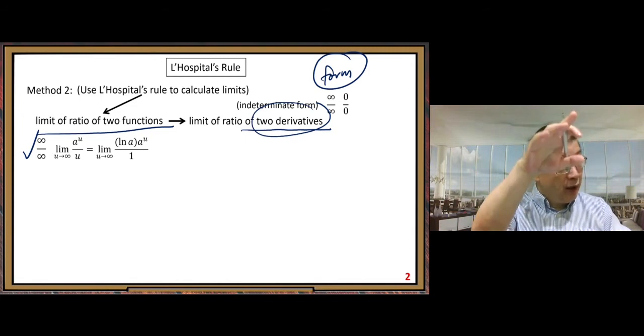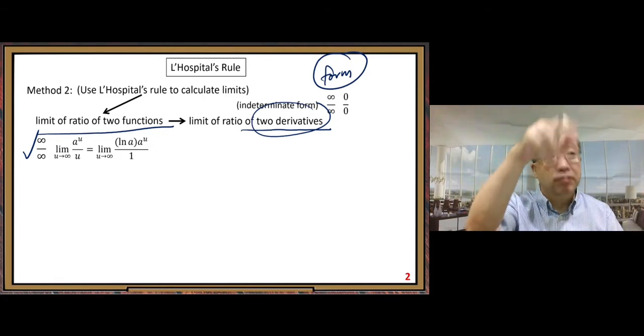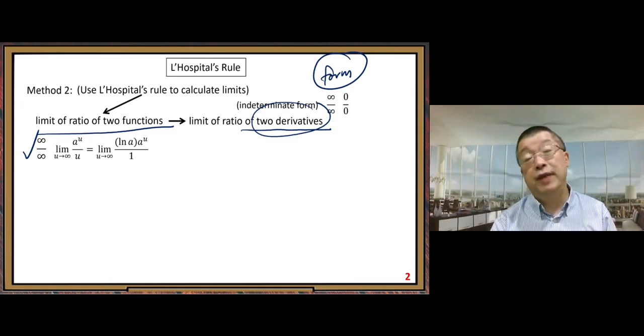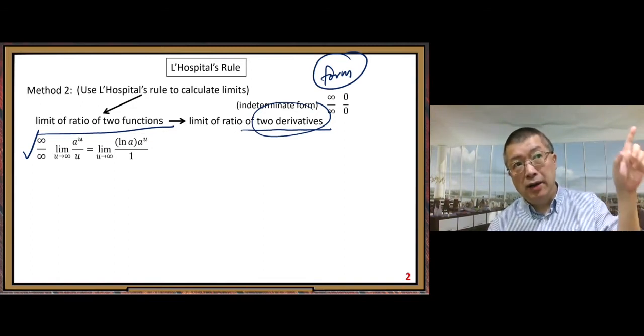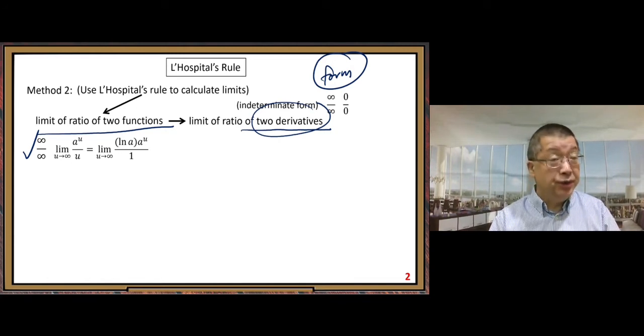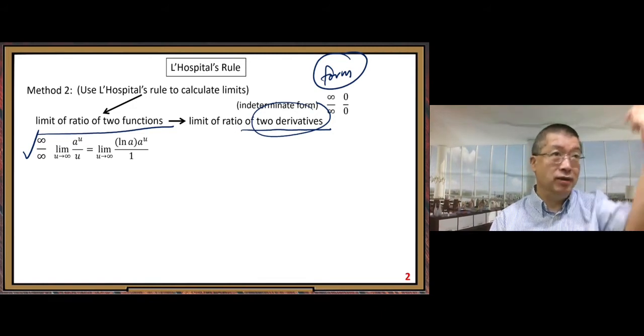Natural log of a, times that function again, a to the u. That's simple. You only need to multiply the original function by the natural log of the base number a. That's it. Now, the denominator is u, whose derivative is just 1. You know it? So that's easy. Power rule. Yeah, u's derivative is 1.